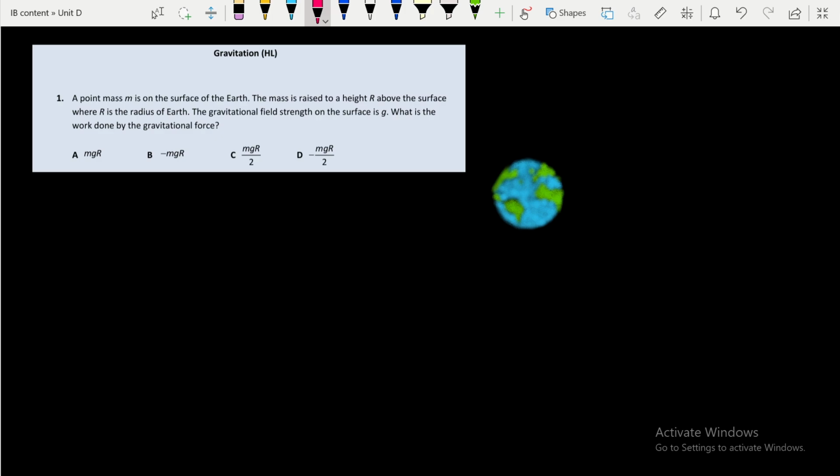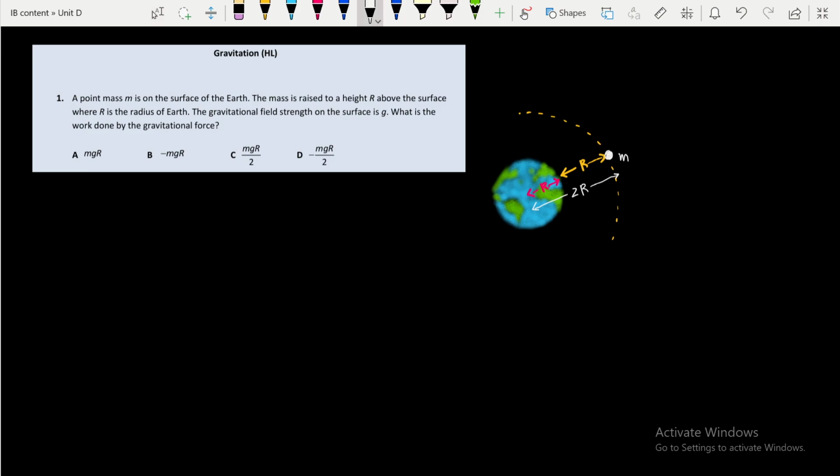The radius of the Earth according to this question is capital R, whereas a point mass is placed in an orbit whose orbital radius is 2R and the height is R, equal to the radius of the Earth. This means that if this is a point mass at this point which has a mass m, its orbital radius is 2R.